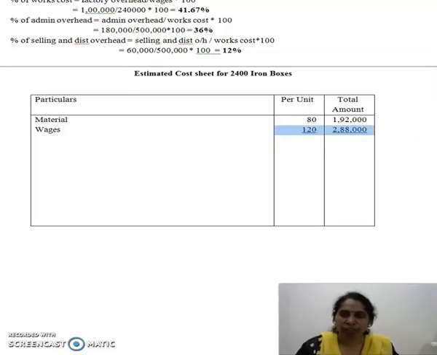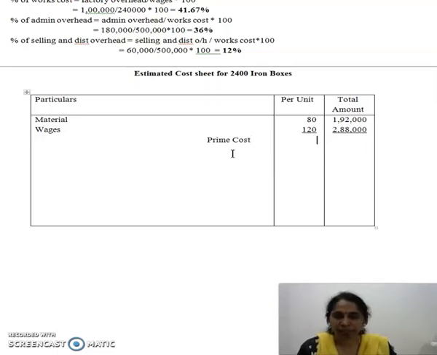So here we are going to close, and whatever the total is coming, that is called prime cost. Okay. So how much is it coming? Prime cost is 200 rupees per unit, and for the 2400 units it is 4,80,000.